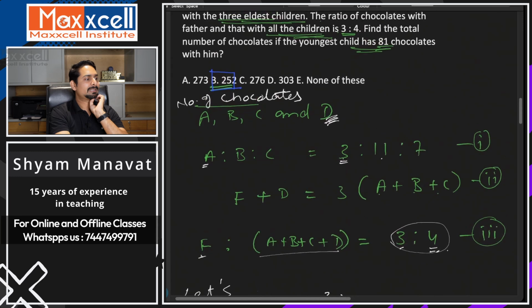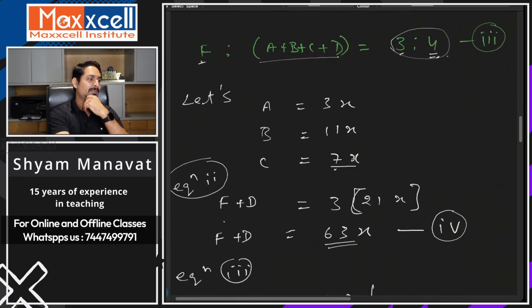Then I will write the next equation, which is F plus D equal to thrice of all three of them. So F plus D will become thrice of sum of all. So 21 into 3, 63. So I will write directly this step now. I won't write the earlier steps, I will write directly this step.